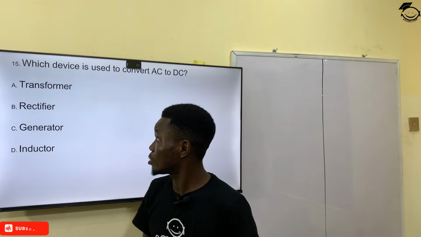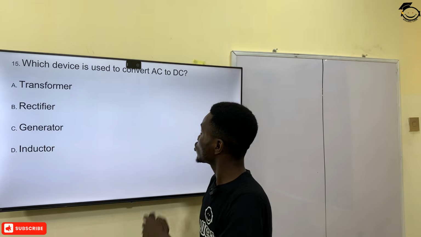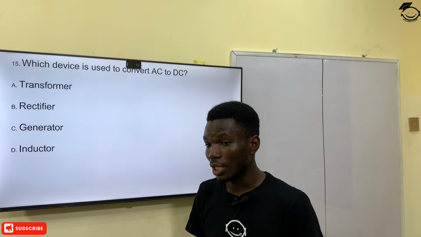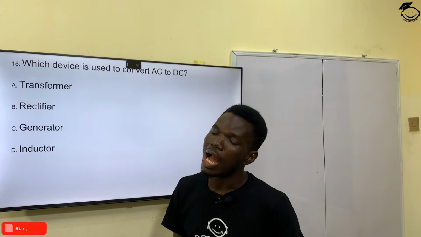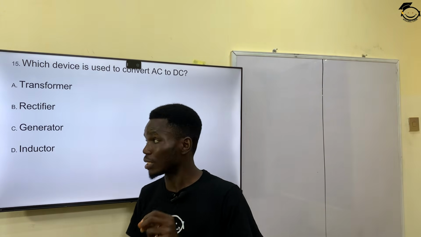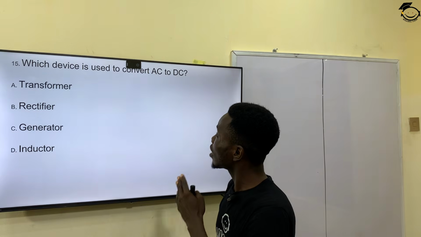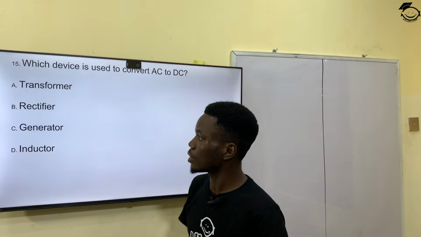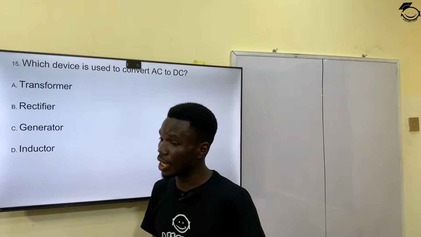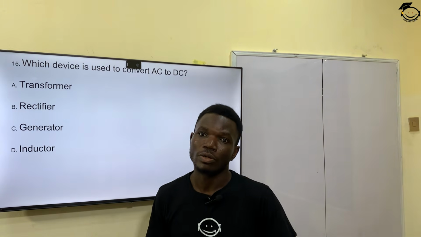So that takes us to question number 15, which says which device is used to convert AC to DC? The device that is used to convert AC to DC is the rectifier, and it uses diodes to do this. So the rectifier is the device that converts AC, which is alternating current, to direct current, which is DC. So the correct answer to this question is option B, which is the rectifier.